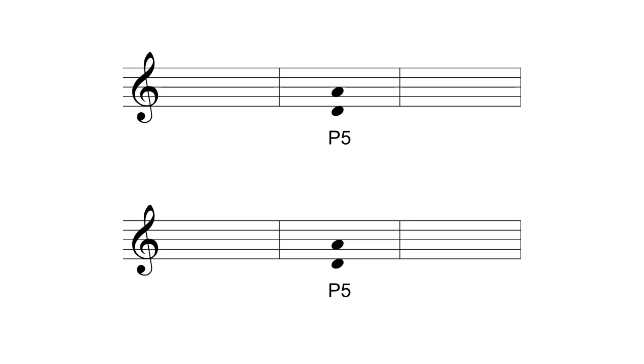For example, consider the perfect fifth from D to A. You can make it diminished by lowering the top note or raising the bottom note. Or you can make it augmented by raising the top note or lowering the bottom note.